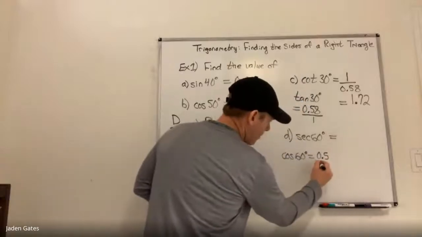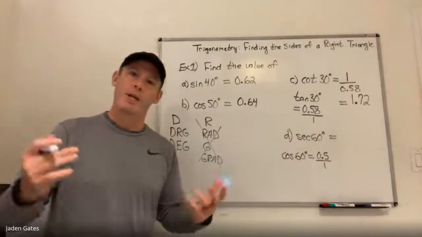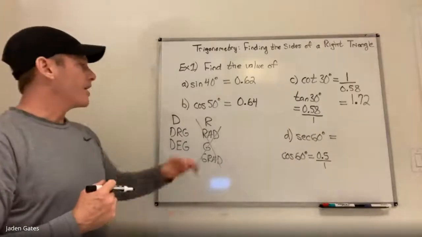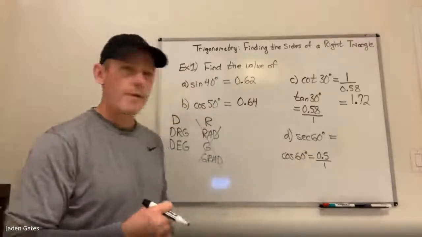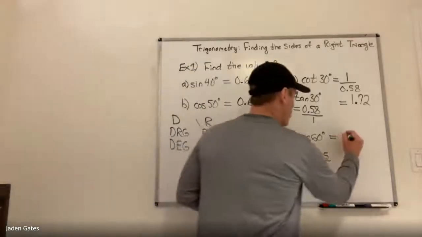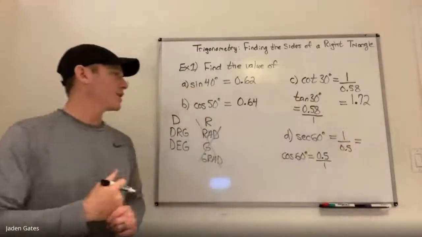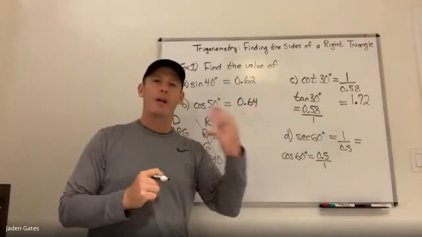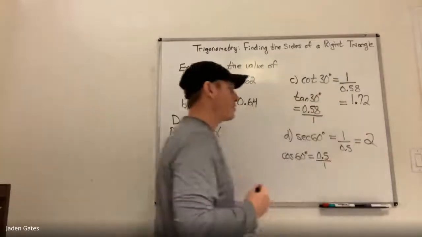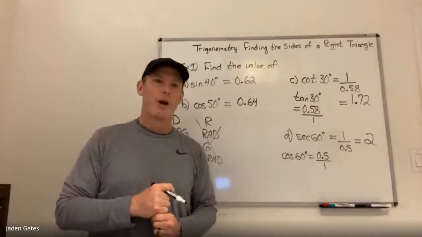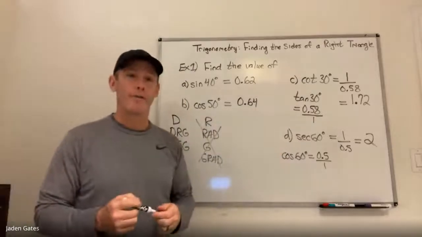And again, I'm going to make that a fraction by simply dividing it by 1 because everything divided by 1 is itself. Now, because secant is the reciprocal of cosine, I'm just going to flip that 0.5 and that 1. So I have 1 divided by 0.5 is the secant of 60 degrees. I take 1 and divide it by 0.5. The secant of 60 degrees is 2. All right, so that again is how we're dealing with our reciprocal trig functions.